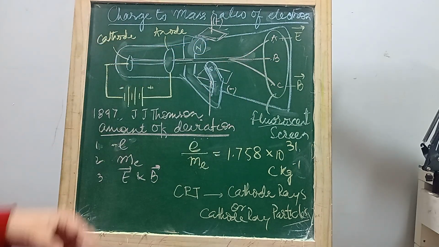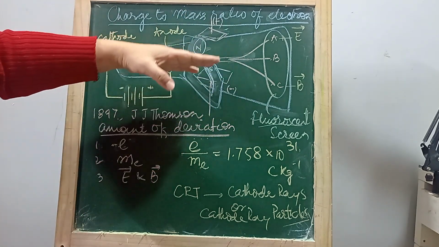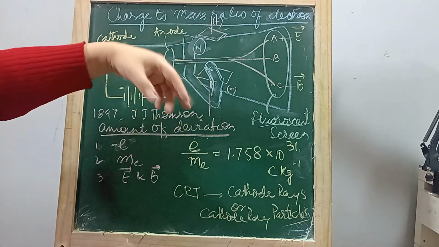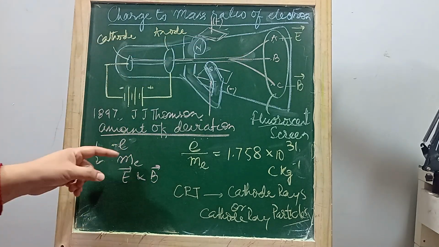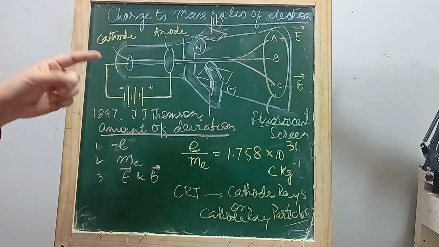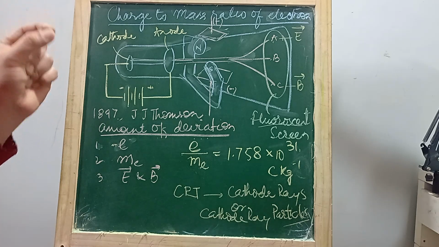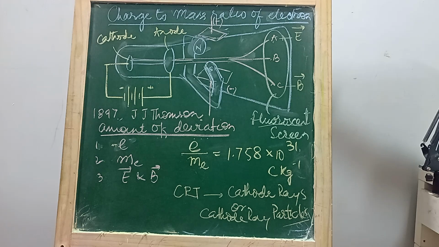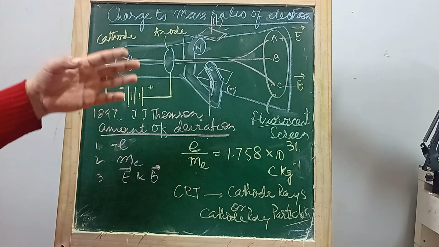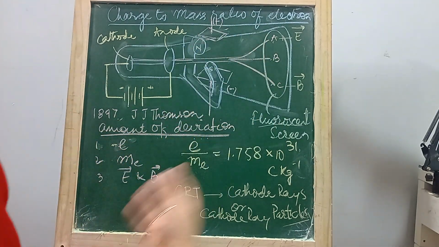What Thomson observed is that the amount of deviation of the cathode rays, when the electric field or the magnetic field is applied, depends on three factors. The first factor: how much it will deviate depends on the charge on the electron, the quantity of charge present on the electrons. The more the charge on the electron, the more the deviation, either towards A or towards C, when the electric field or magnetic field is applied respectively.